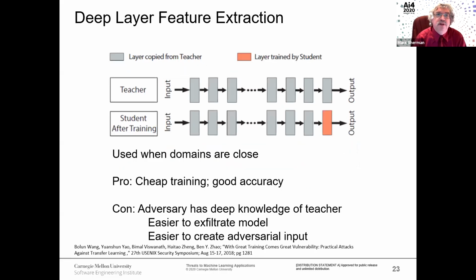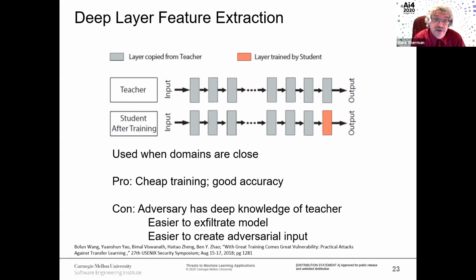Now, when you do something like that, you can do something called deep layer feature extraction. That's if you have something that's really close. So I have bananas and oranges, and I want to build a system that's bananas and apples. So you can say, well, the analysis is probably really, really close. And so I'm just going to change that very last one, build that very last one. So it's very cheap to train, certainly compared to training all those other thousands of nodes that are already there. And you get reasonably good accuracy.